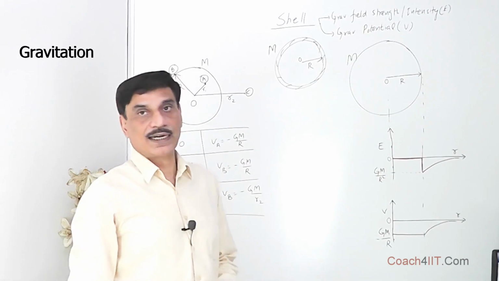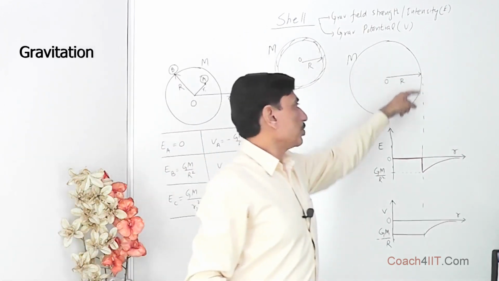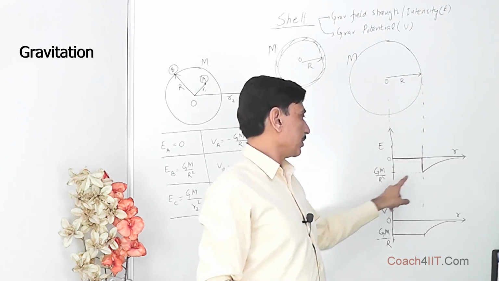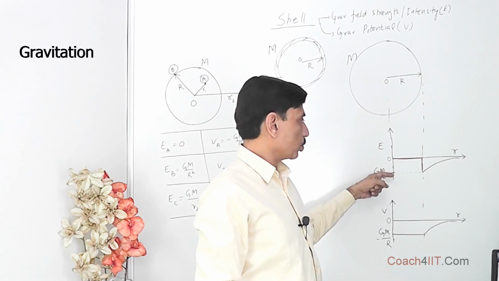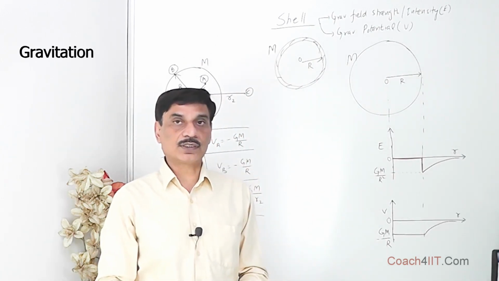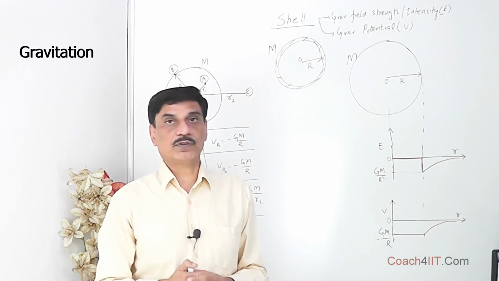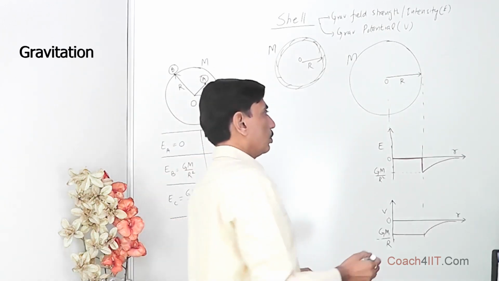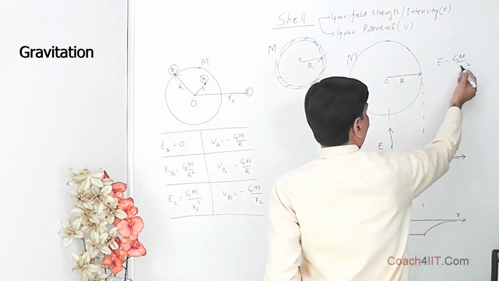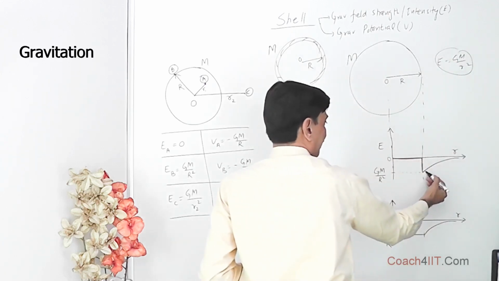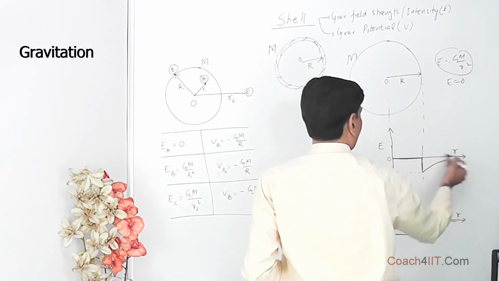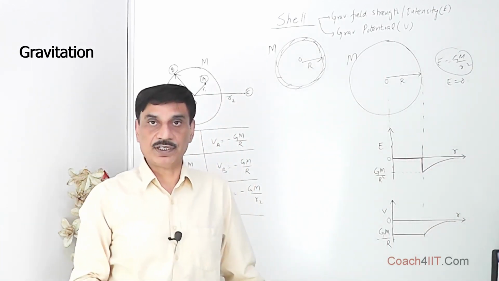So the gravitational field intensity within a shell is 0. At the surface it is GM by r squared. This is shown on the negative axis of y because this is a force of attraction. We know from the universal law of gravitation that there is always a force of attraction between two bodies. And if we talk about E, it is GM upon r squared. As r increases, this reduces, and as a result at infinity, E becomes equal to 0. So this will touch the x-axis at infinity.